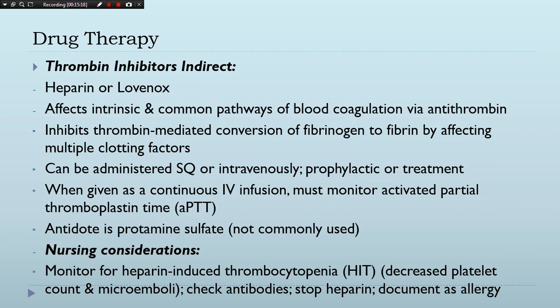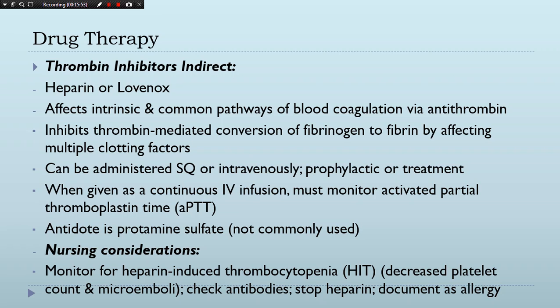Another anticoagulant is a thrombin inhibitor, an indirect one, heparin or Lovenox. It's going to affect the intrinsic and common pathways of blood coagulation. It's going to inhibit the thrombin-mediated conversion of fibrinogen to fibrin by affecting multiple clotting factors. It can be administered sub-Q or intravenously, prophylactically, or for treatment.